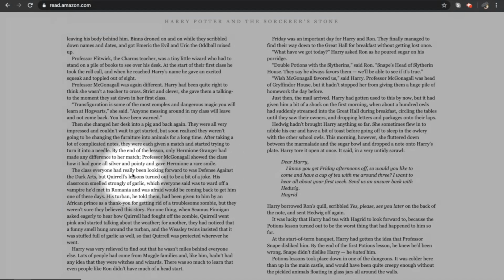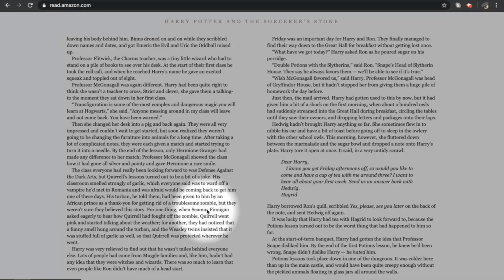The class everyone had been really looking forward to was Defense Against the Dark Arts, but Quirrell's lessons turned out to be a bit of a joke. His classroom smelled strongly of garlic, which everyone said was to ward off a vampire he'd met in Romania, and was afraid would be coming back to get him one of these days. His turban, he told them, had been given to him by an African prince as a thank you for getting rid of some troublesome zombie. But they weren't sure they believed this story.